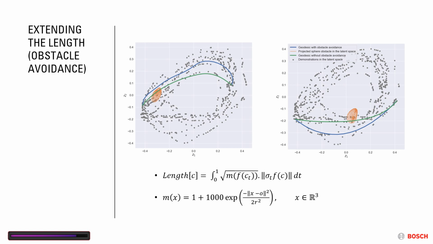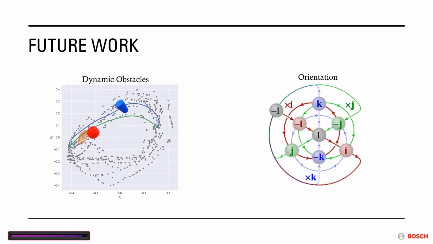If we define the length as below, you can see in the result the geodesics that consider the obstacle as blue curves successfully avoided them, and the green ones, which are the simple geodesics, did not. For our future work, we consider including dynamic obstacles and also the orientation of the end effector.